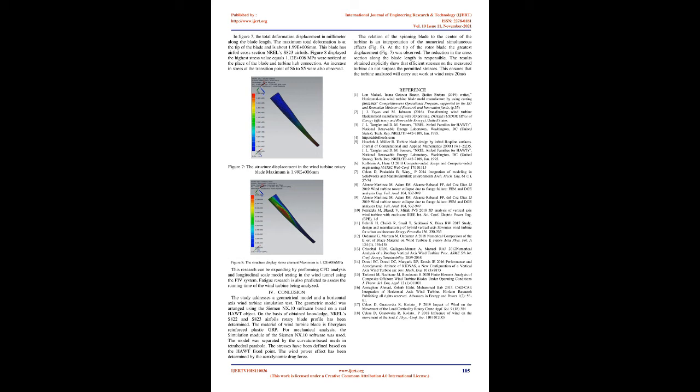Figure 7 shows the total deformation displacement in millimeters along the blade length. The maximum total deformation is at the tip of the blade and is about 1.99e+006 mm. This blade has airfoil cross-sections of NREL's SA23 airfoils. Figure 8 displays the highest stress value, equal to 1.12e+006 MPa, noticed at the place of the blade and turbine hub connection. An increase in stress at the transition point of S6 to S5 was also observed. Figure 8. The structure displays stress element maximum is 1.12e+006 MPa.